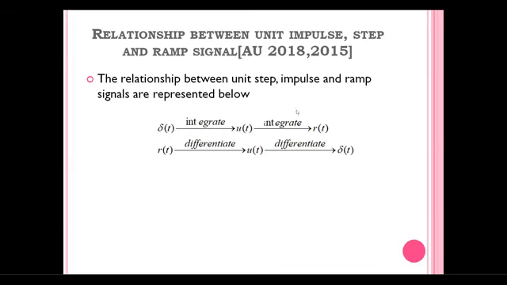If we want to derive the ramp signal, we have to integrate the unit step signal. You have the unit step signal, but if you want to derive the signal r(t), you just integrate. You give this unit step signal to an integrator, and the output of the integrator is a ramp signal. Similarly, we can derive any signal from another. So this is the relationship between these three signals, and it is an important 2 mark question.